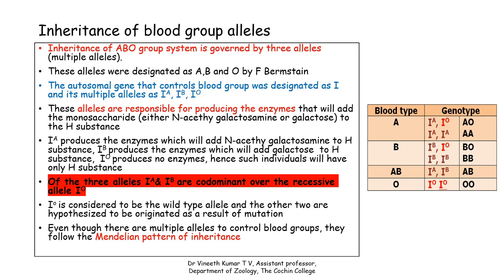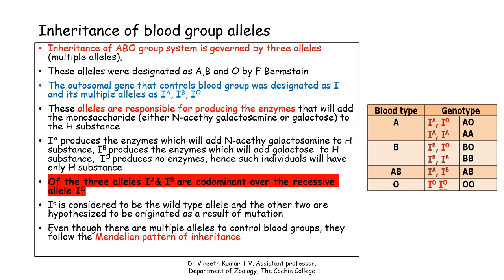This was done by F. Bernstein. The autosomal gene that controls the blood group was designated as capital I, and the multiple alleles are designated as IA, IB, and IO.